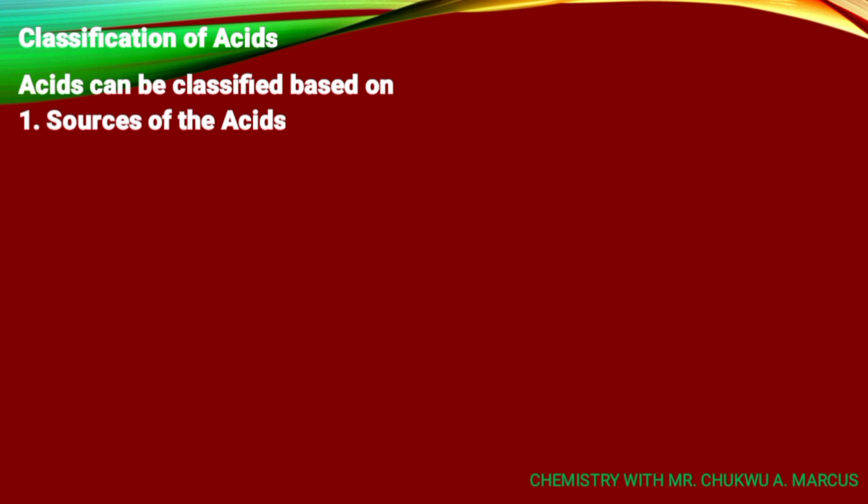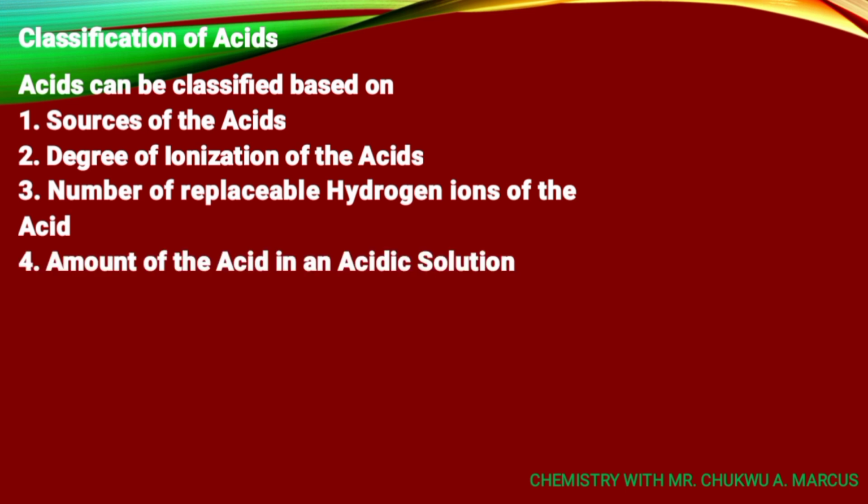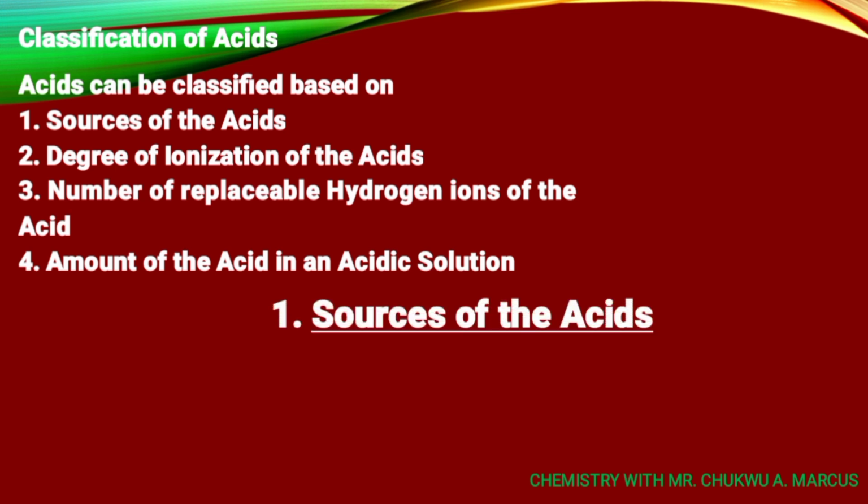So we have classification of acids based on the sources of the acid, that is, where we can get them. We have the degree of ionization of acids, that is, at what rate or degree they produce hydrogen ion. We're also going to look at the number of replaceable hydrogen ions present per molecule of the acid. We will also look into the amount of the acid in grams or moles present in an acidic solution. So let's start with sources of acids, that is, grouping acids based on their sources.